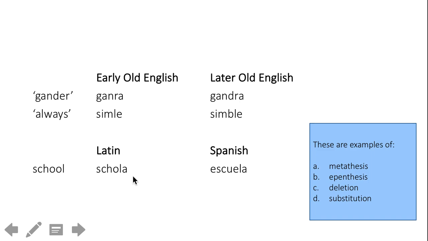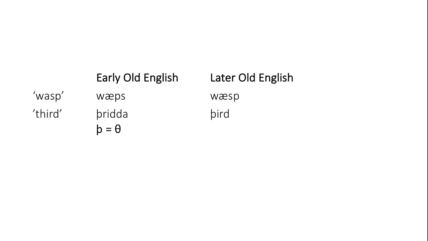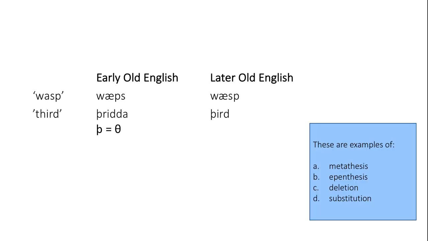We also see something we are familiar with from L2 acquisition. Latin scola went to Spanish escuela. We have epenthesis, and this is because the syllable structure constraints of Spanish are different than Latin. Here we have an example, Old English waps to later Old English wasp, meaning wasp, or thrida to third. And these are examples of metathesis.